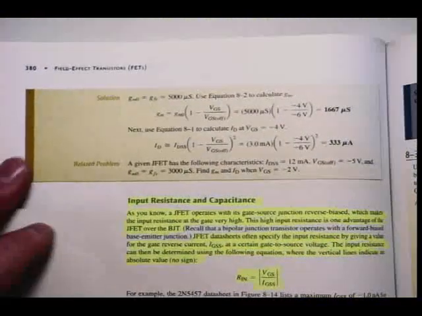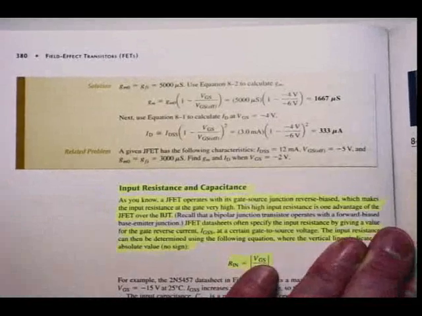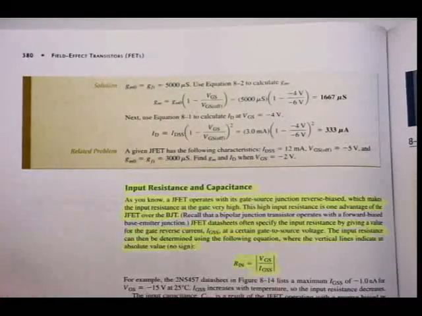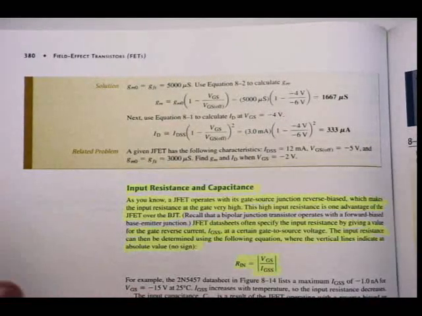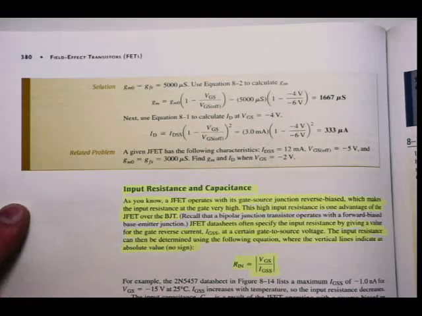Just use the formulas. The formulas are supplied with the tests and the exam, but you still have to know which ones to use. Alright, GM0 is equal to GFS, 5000 microsiemens. Use the equation to determine GM. Just put the values in. Next, to determine ID, just use the values again and determine the value of ID. Equation 8.1.